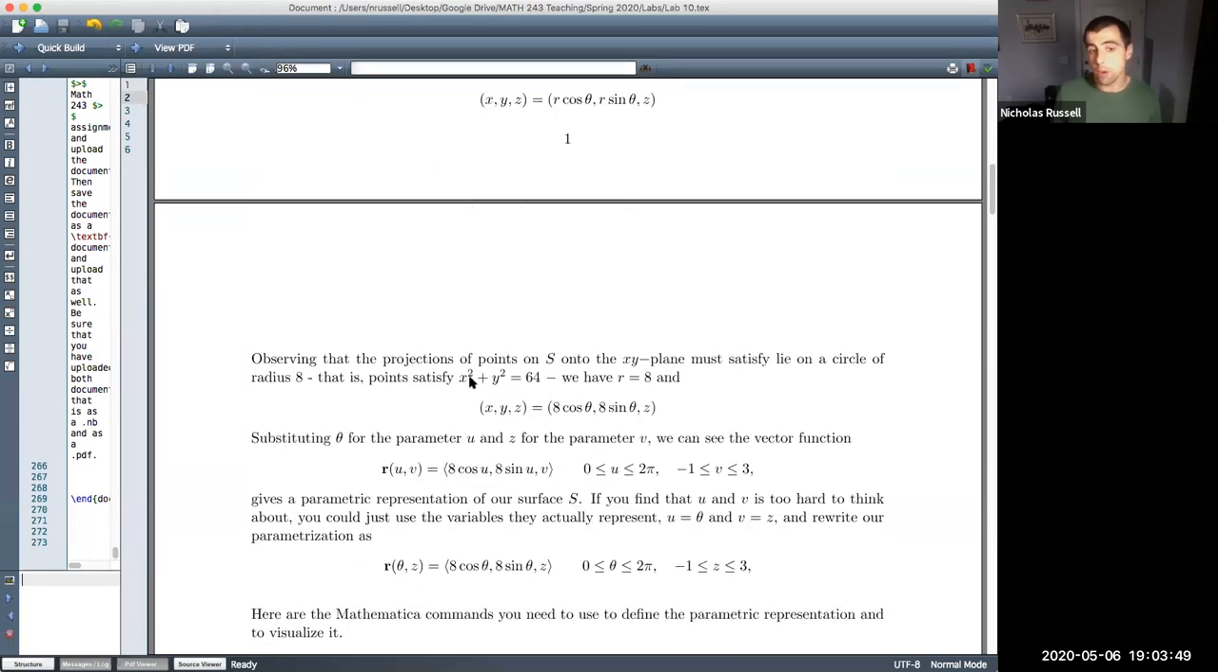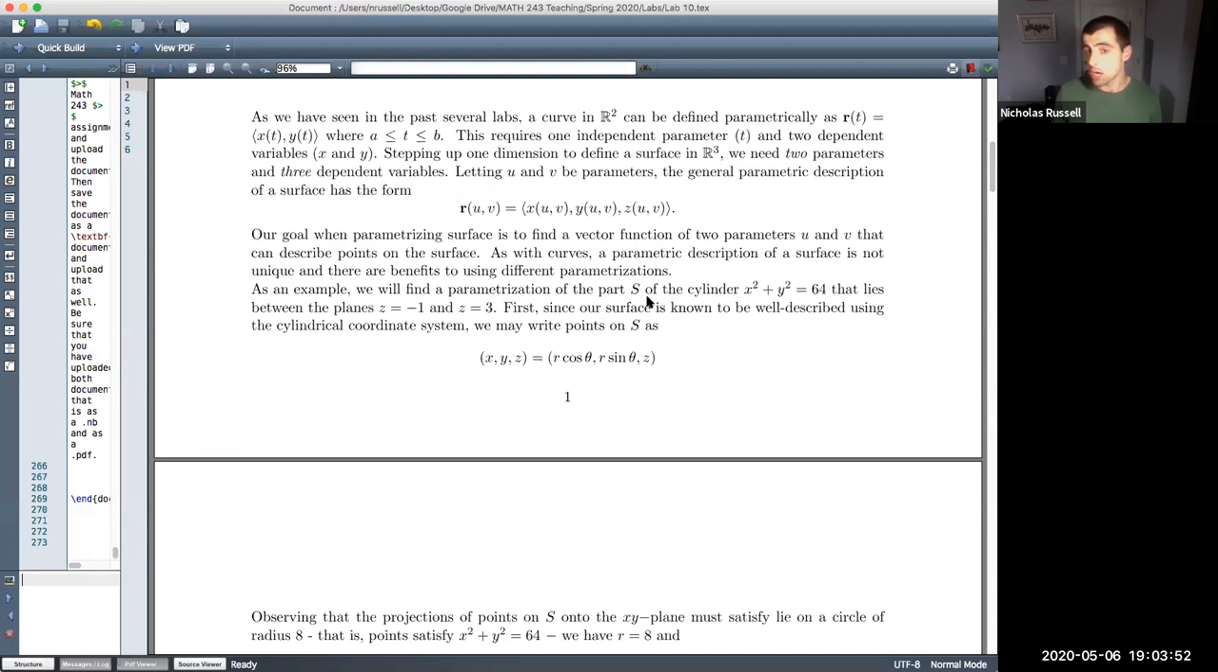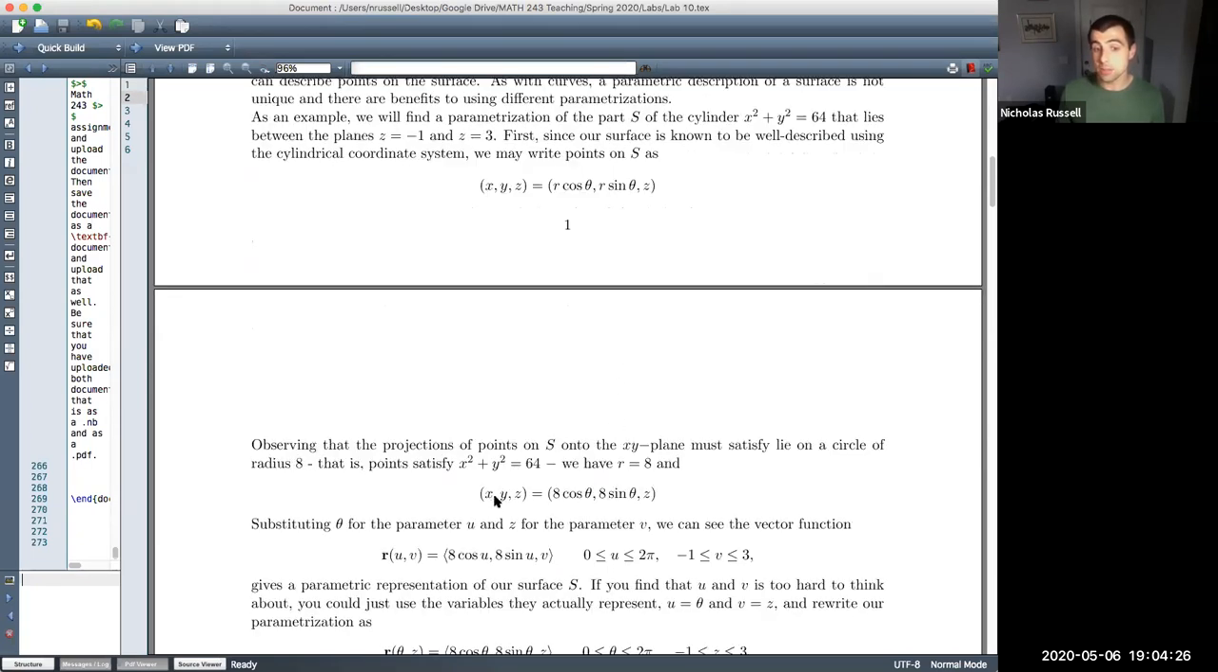For instance, if I wanted to parameterize a part of the cylinder S, x squared plus y squared equals 64, that lies between z = -1 and 3. It's a full cylinder, just limited in height. There are a couple of different ways we can describe it. Probably the best way is with cylindrical coordinates, right? We have r cosine theta, r sine theta, and z. And since I'm on the surface of my cylinder the entire time, r has to be a constant. So we can use just the parameters theta and z and create a point that looks like 8 cosine theta, 8 sine theta, and z.